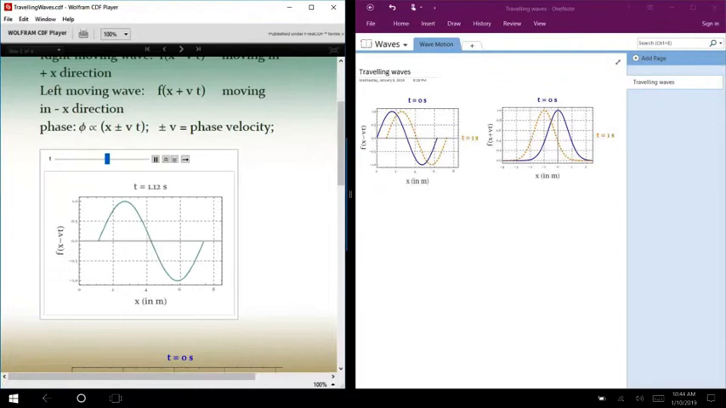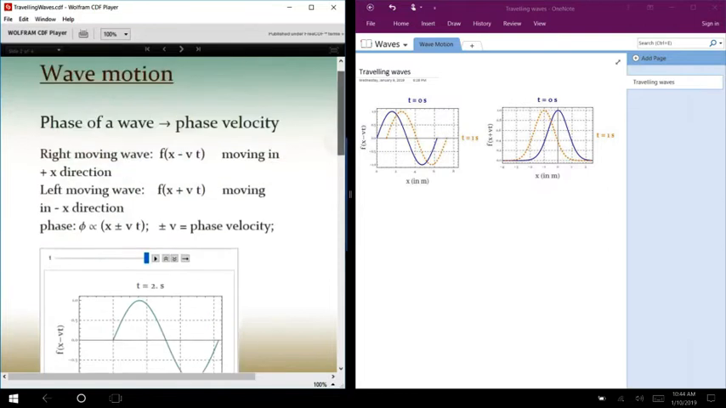You see that as time goes forward, this plot just moves in the positive x direction, right? Now it turns out that this is true for any wave that is of the form f of x minus v times t. So any function that looks like f of x minus v times t moves in the positive x direction as time t progresses. So if t increases, f of x minus v times t will move in the positive x direction.